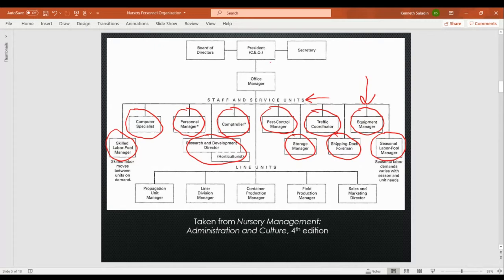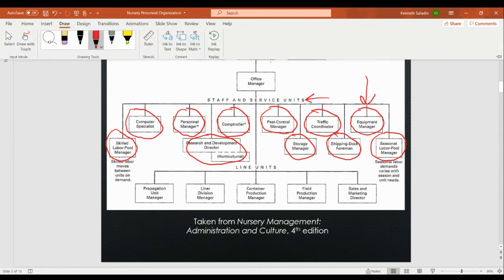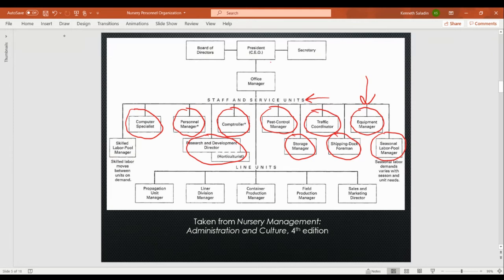All right, so there's a lot there under staff and service units. Let's go ahead and erase those so that we can get down to the next level. Just give me one second here. Get rid of these.